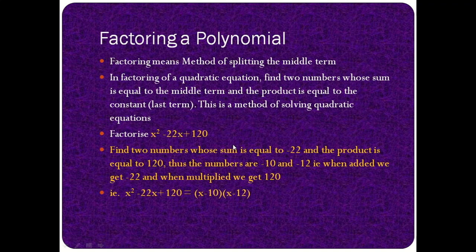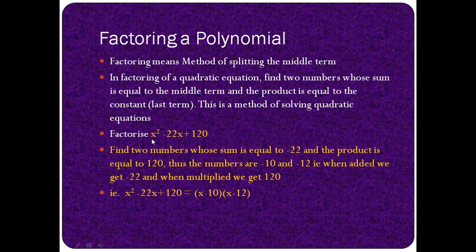Now the last part is factoring a polynomial. How to factorize a polynomial? Factoring means splitting the middle term, very simple. If you have a polynomial of second degree, or a quadratic polynomial, you can find its factors by splitting the middle term. The first condition is that the first term coefficient is 1. For example, x square minus 22x plus 120. Here the coefficient of the first term is 1.